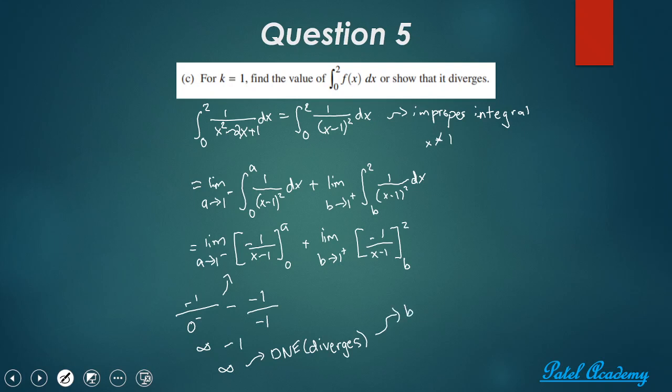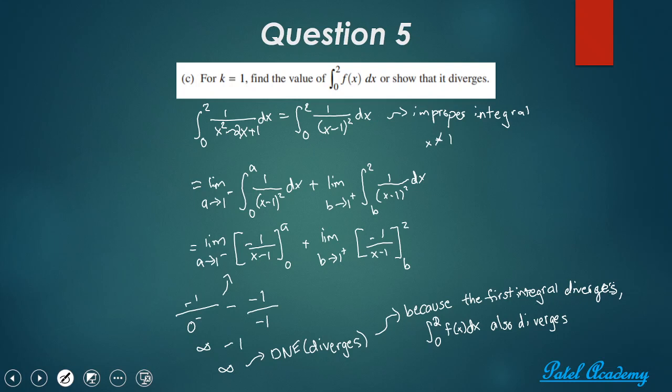And then I can say, because the first integral diverges, the integral from 0 to 2 of f of x dx also diverges. Now this first integral, you could restate it as the integral from 0 to 1 of 1 over (x minus 1) squared, or you can use the limit as well and restate that.